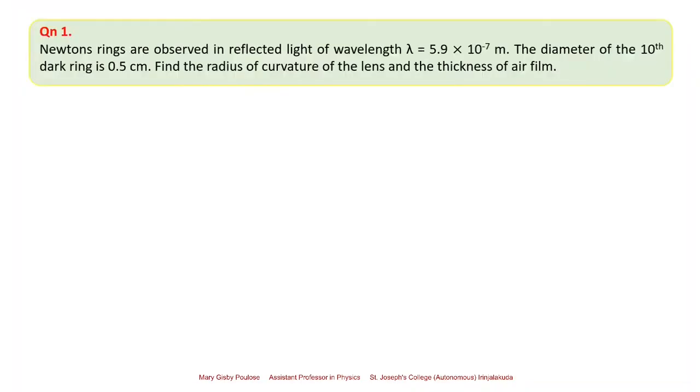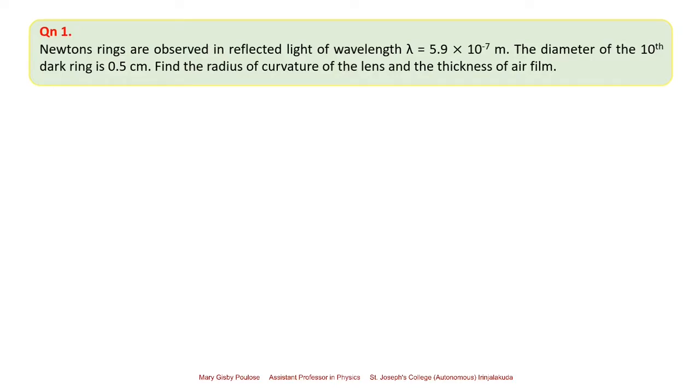So the first question is: Newton's rings are observed in reflected light of wavelength lambda equal to 5.9 into 10 raised to minus 7 meters. The diameter of the 10th dark ring is 0.5 centimeters. Find the radius of curvature of the lens and the thickness of air film.